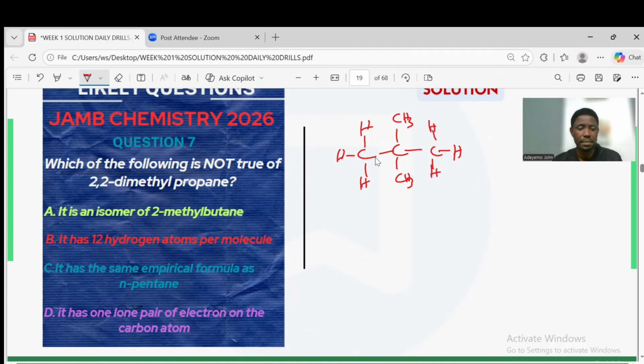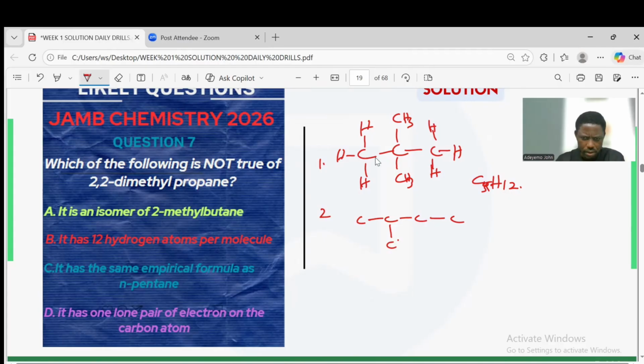Which of the following is not true of 2,2-dimethylpropane? That's the question. It is an isomer of 2-methylbutane. Okay, let's look at this. How many carbons do you have here? We have C4, then H what? H 1, 2, 3, 4, 5, 6, 7, 8, 9, 10, 11, 12. C5H12.